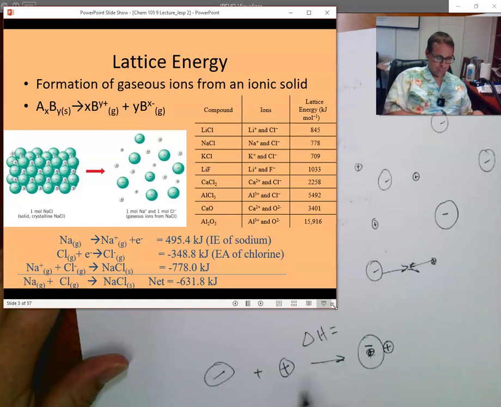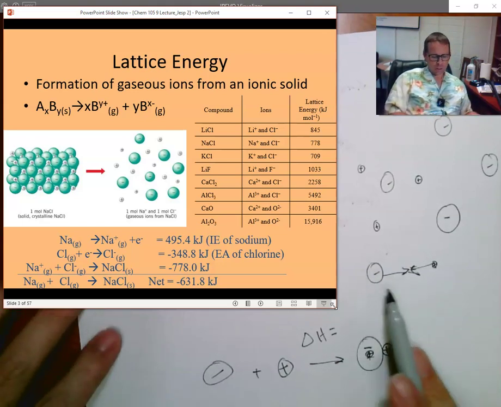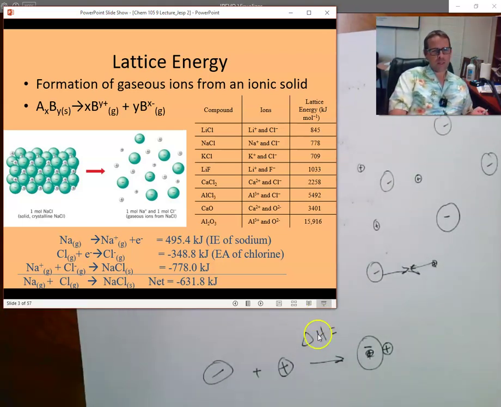Did it release? It would release energy. That's right, because we're taking these charged particles and bringing them together to satisfy each other's charges, all right? So the process of taking a bunch of unbound charged particles and allowing them to form a three-dimensional lattice actually releases quite a bit of energy, all right?